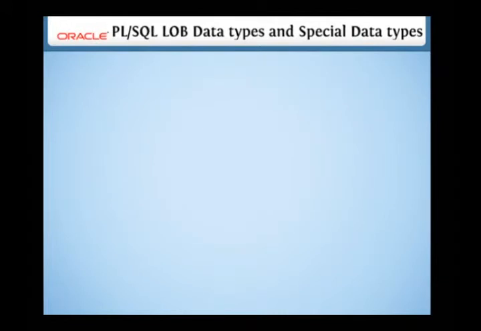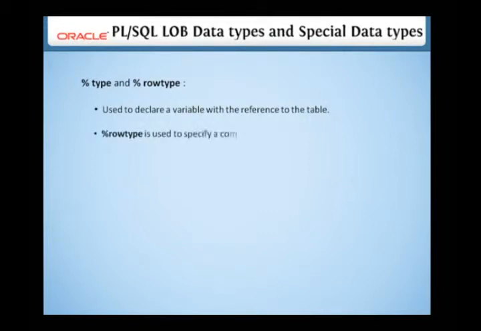Now we will see 2 new data types, %type and %rowtype. These 2 data types are used to declare a variable with reference to the table. Let's see their uses. %rowtype is used to specify a complete row from a table. %type is used to specify a particular column from a table.